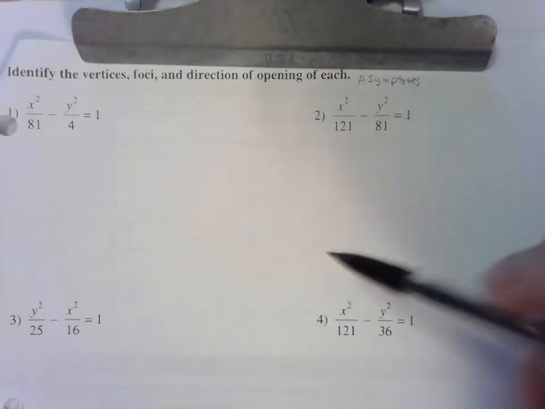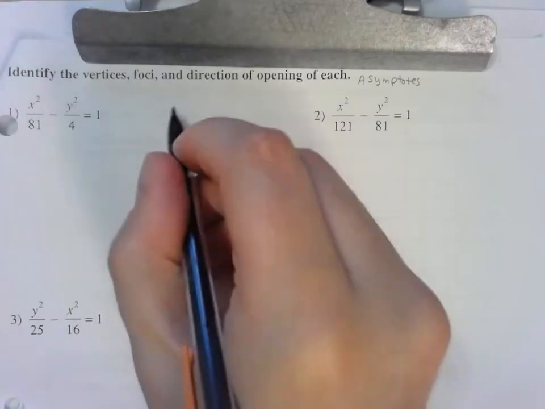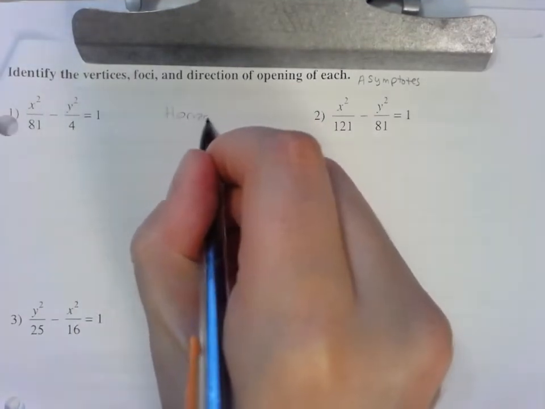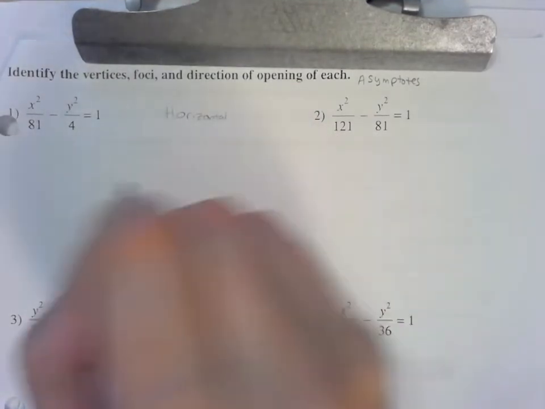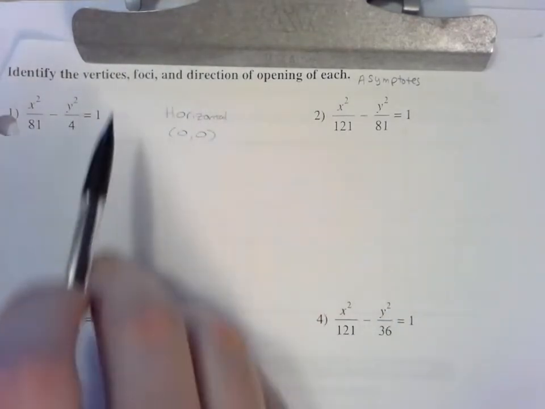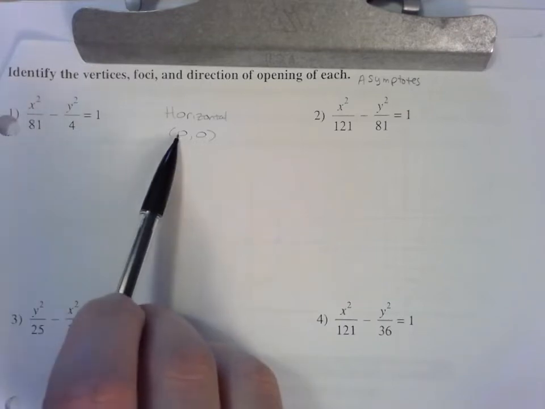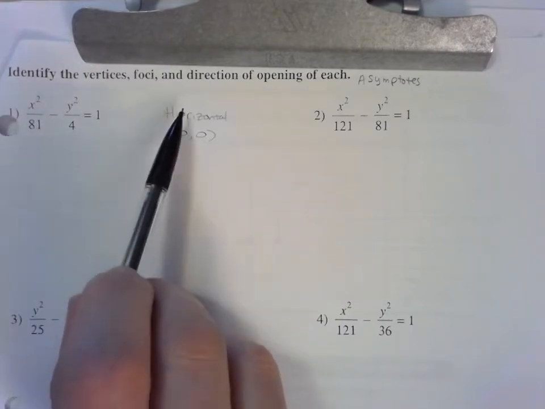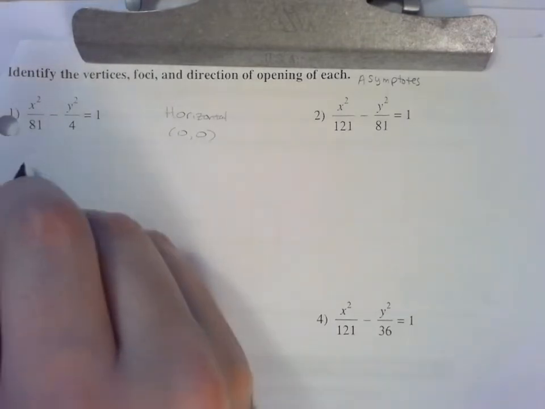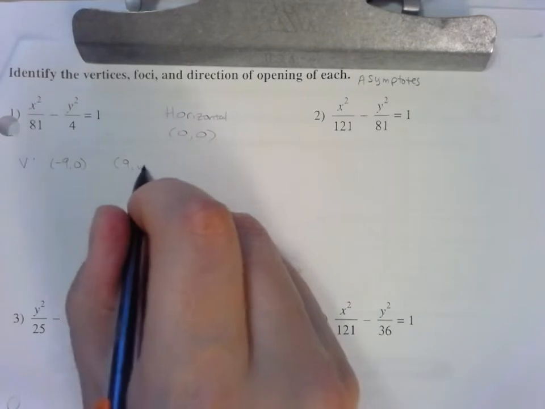Let's get started. Number 1, the x is the positive squared variable, which means the direction it's going to open is horizontally. The next thing is, where's the center? Our center is 0, 0. Even though it didn't ask us that, it helps us to find the vertices. The vertices are always on the transverse axis, in this case the x-axis. Square root of 81 is 9. I'm going to add and subtract 9 to the horizontal or x-coordinate. So our two vertices would be negative 9, 0 and positive 9, 0.